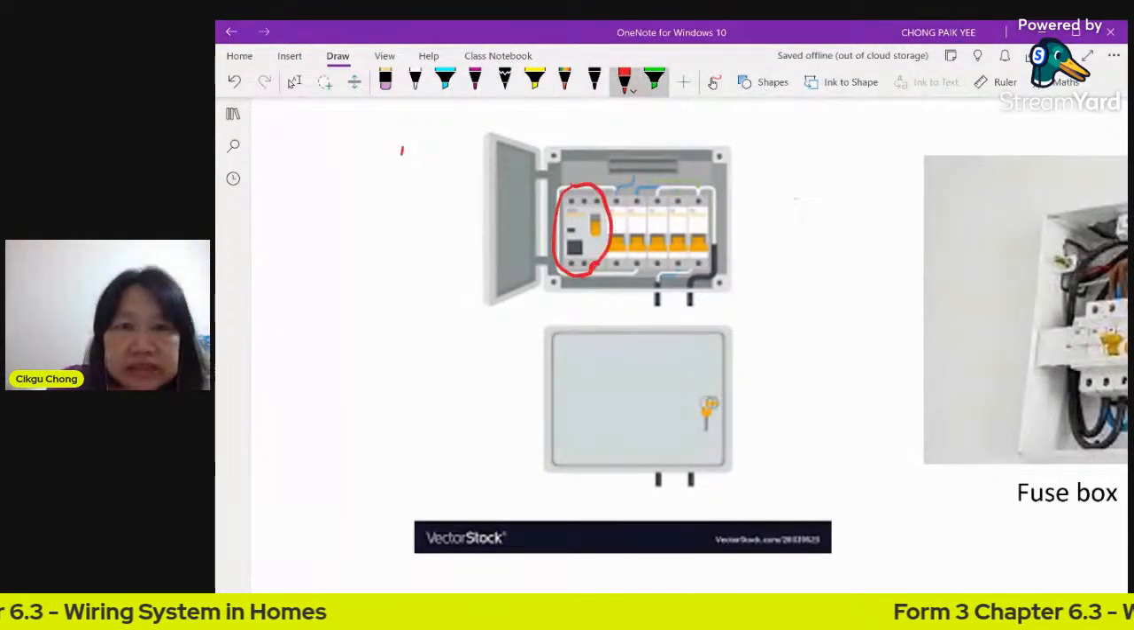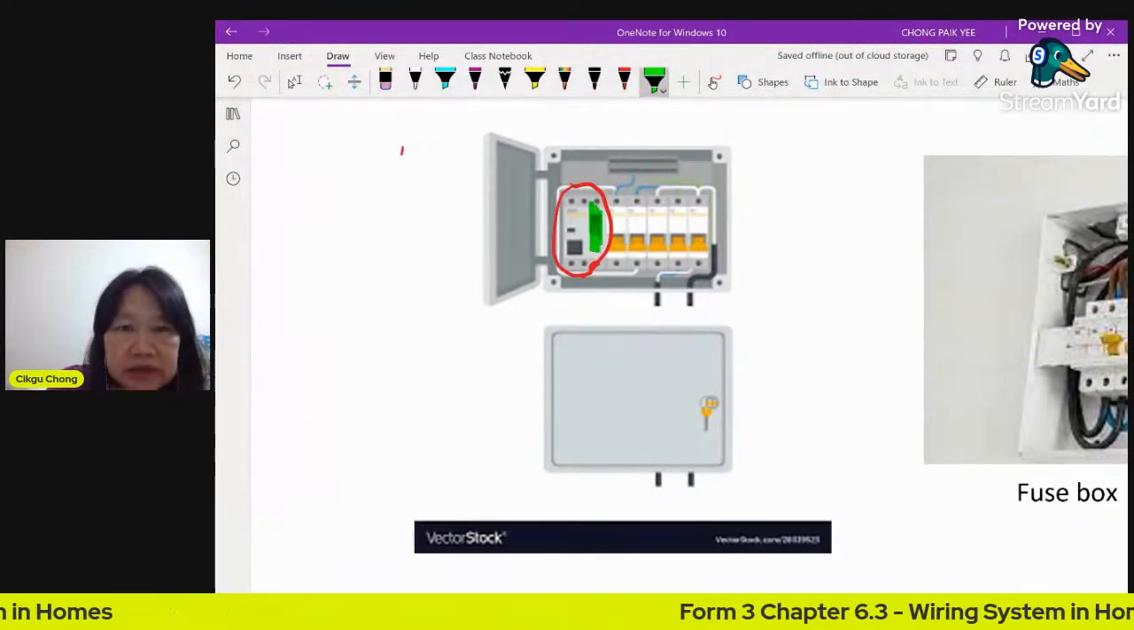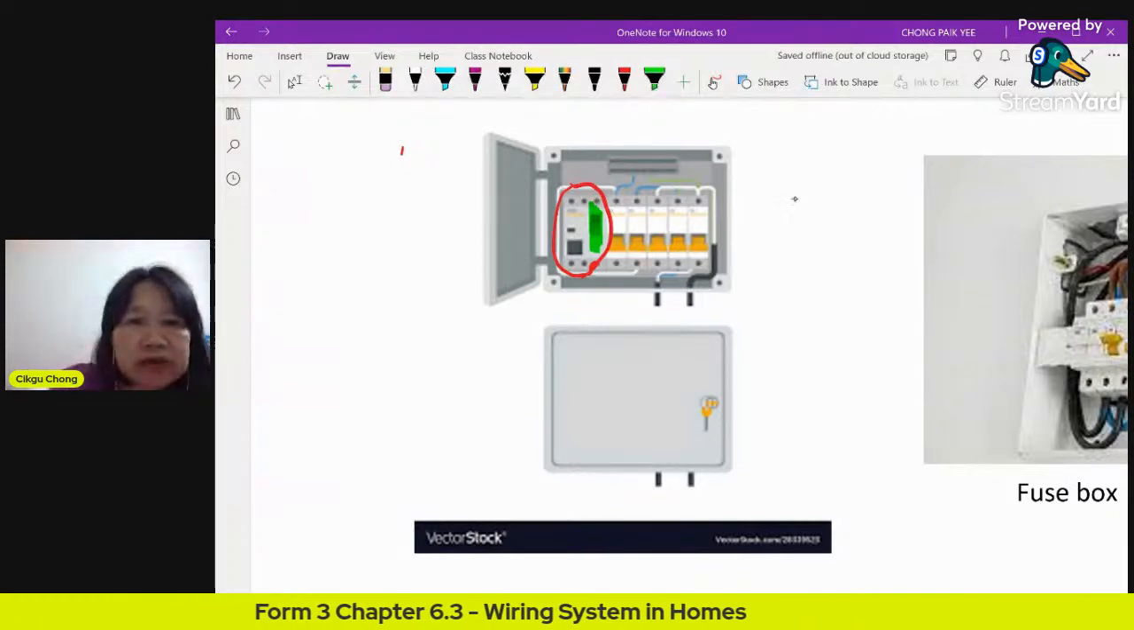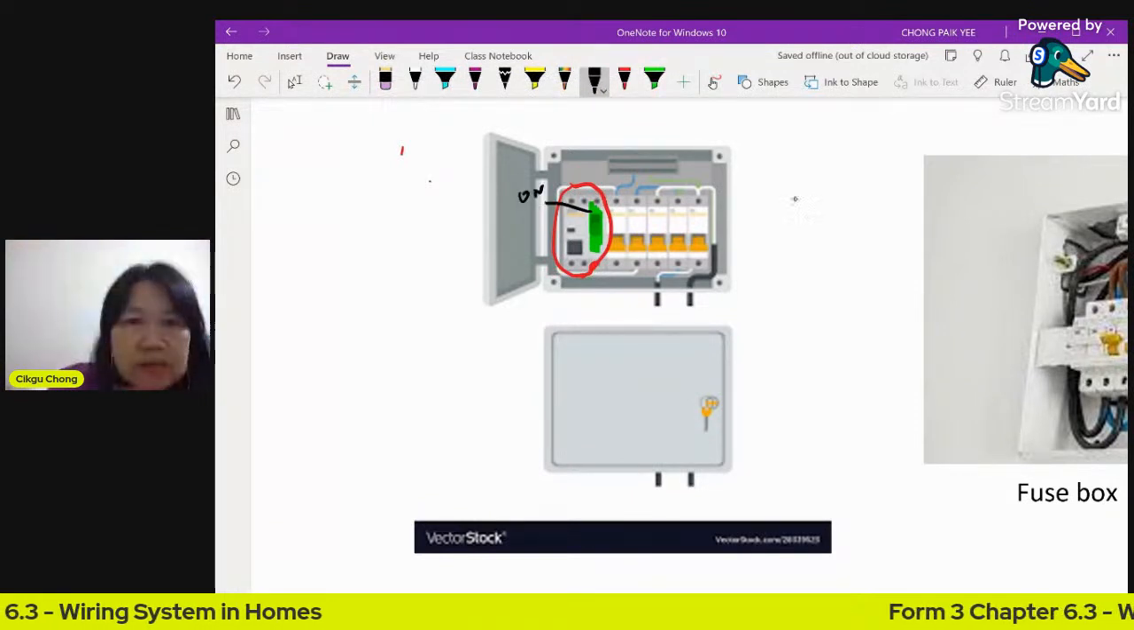There is a reset button here. So there's an on and there's an off here. So maybe on is up and off is down. I can't remember lah, it could be the other way. One is up, this is on, or this is off.